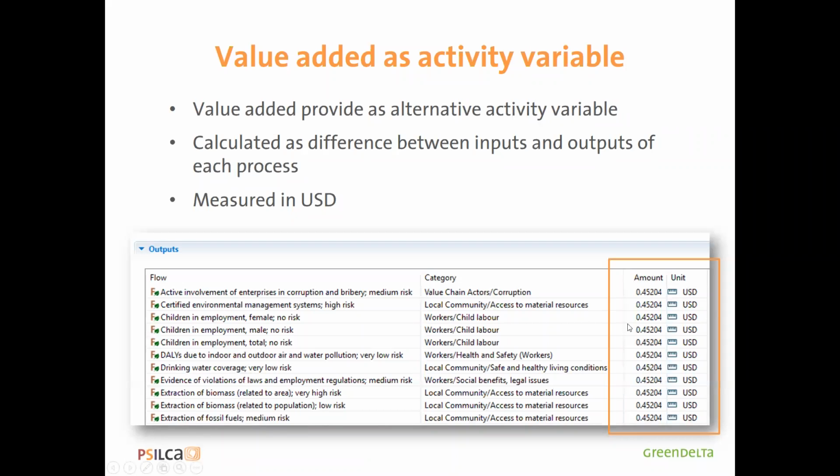And this looks the same as in the other type. So here the risk assessed indicators are quantified by the amount of the activity variable. So in this case, it's value added, which is measured in US dollar. And the value added in this case is simply the difference between the sum of the inputs and the outputs of each process in PSILCA, so calculated out of the input-output database Eora.